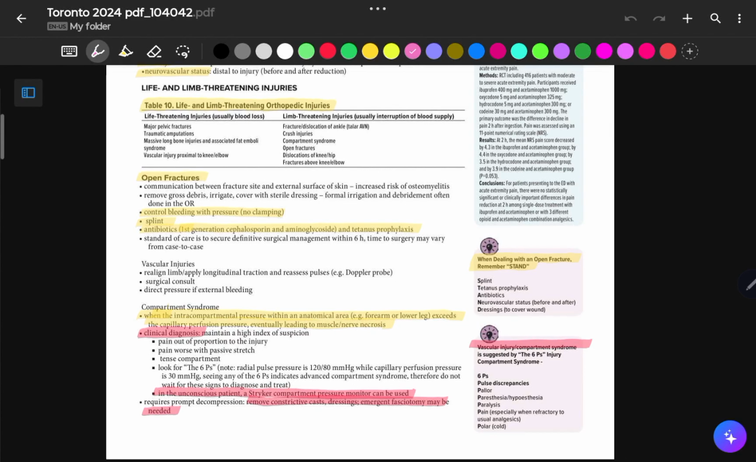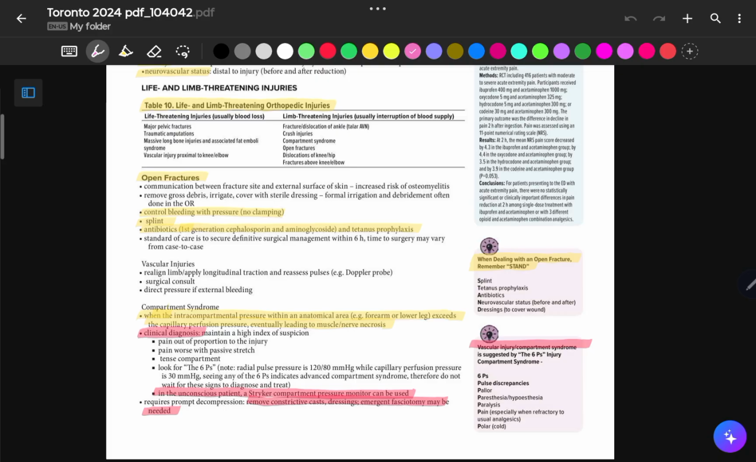So open fracture: it's a communication between the fracture site and the external surface of the skin. Okay, so you have an increased risk of osteomyelitis in this patient. So what you want to do is remove gross debris. You want to irrigate, maybe with normal saline, and cover with a sterile dressing. Formal irrigation and debridement is often done in the operating room, right?